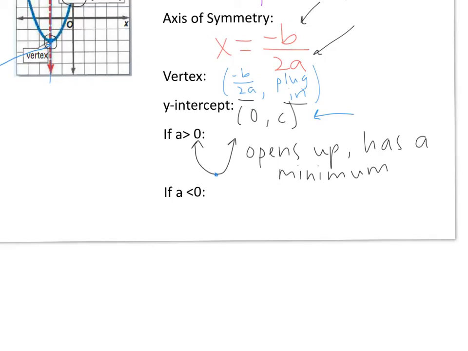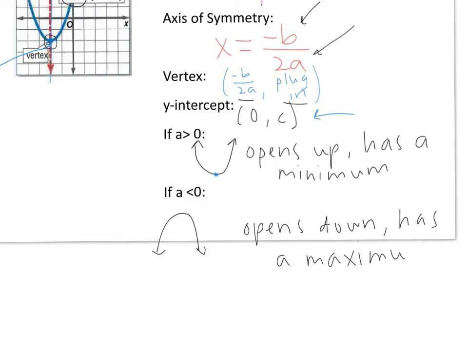Now, if a is less than 0, this is going to be the opposite. So if a is less than 0, your parabola opens downward, opens down, and this will have a maximum. So again, if it opens downward, it'll have a highest point for the vertex, so that will be a maximum there.